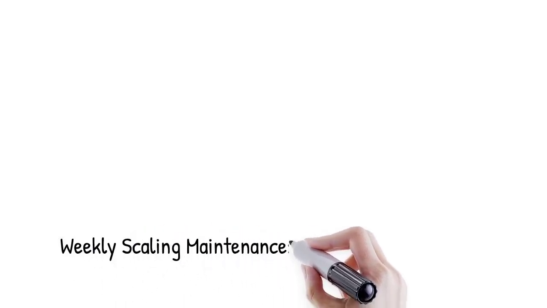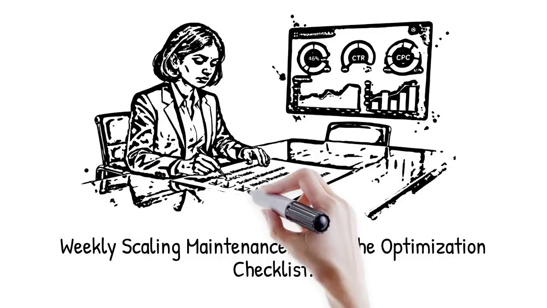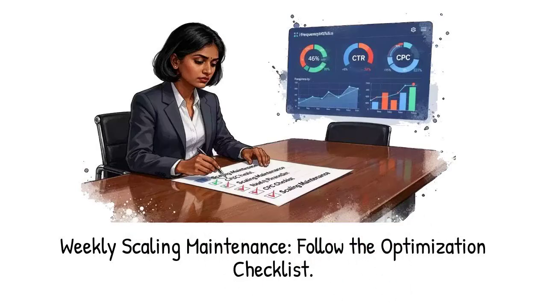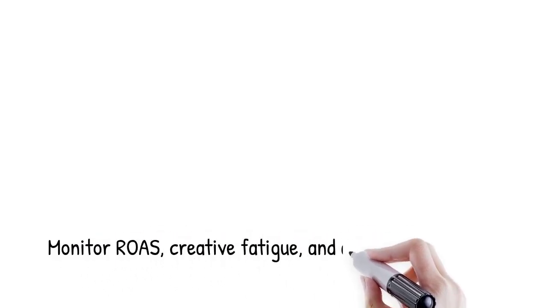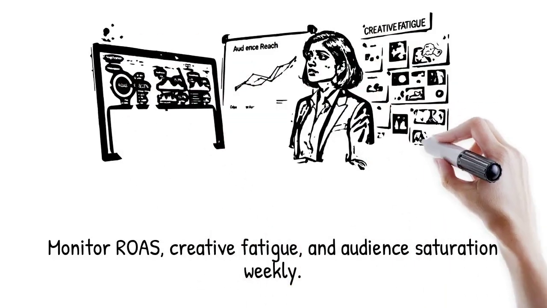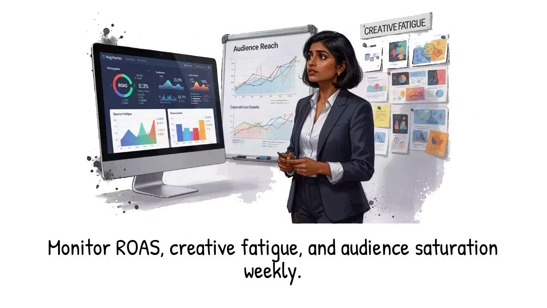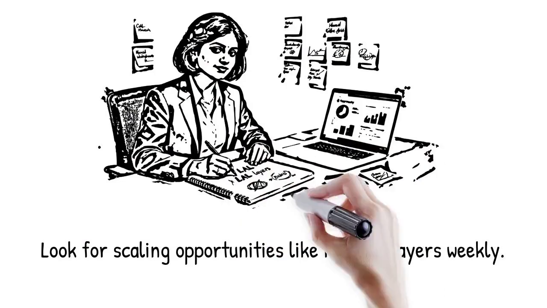6. The optimization checklist, weekly scaling maintenance. Every 7 days, check. 1. Frequency. Is it crossing fatigue thresholds? 2. CTR. Is it above 1%? 3. CPC. Is it stable or rising? 4. ROAS. Is it profitable? 5. Creative fatigue. Do you need a refresh? 6. Audience saturation. Is your reach flattening? 7. Scaling opportunities. Can you add new LAL layers? This loop keeps your scaling predictable.